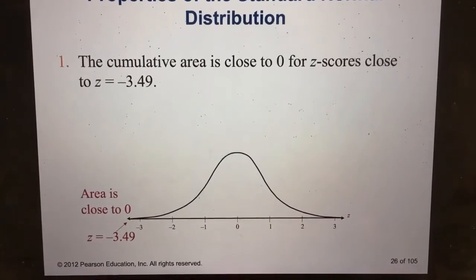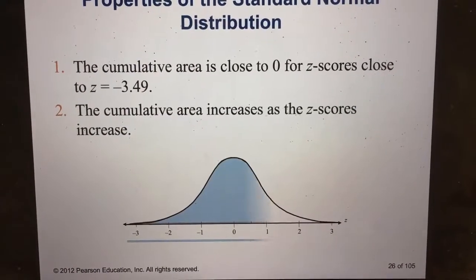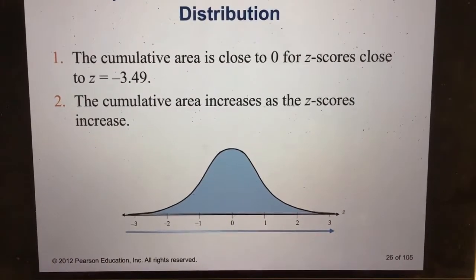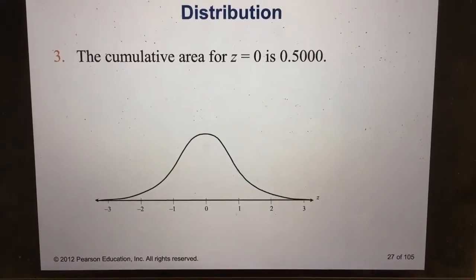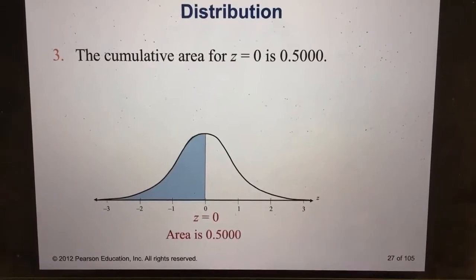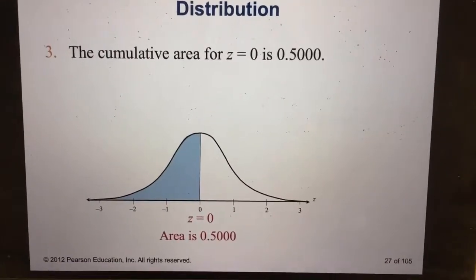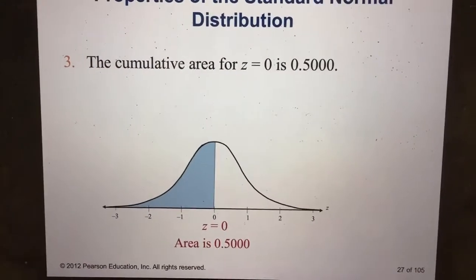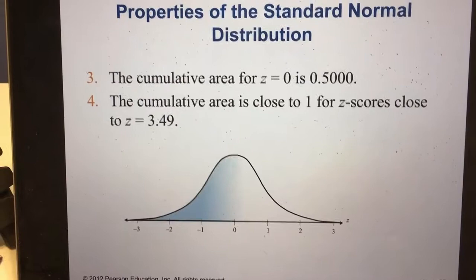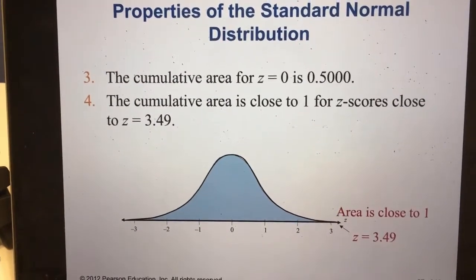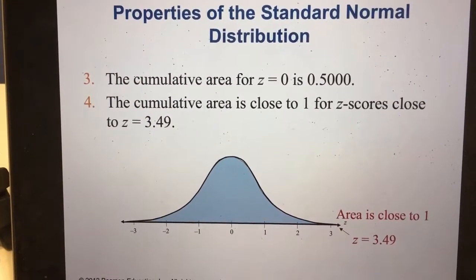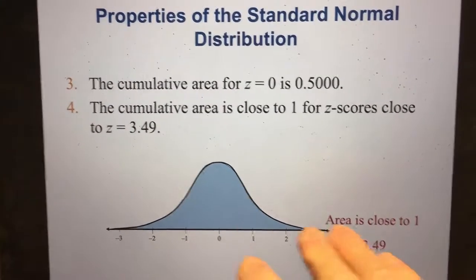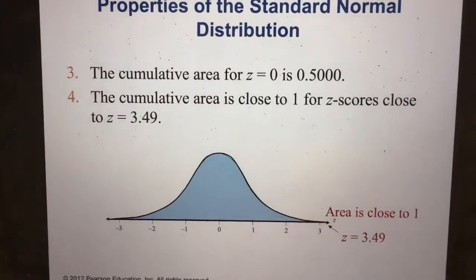The cumulative area increases as the z-scores increase. You see how cool that was? The cumulative area increases as the z-score increases. The area under the whole curve is 1, and the area under half the curve is 0.5. The cumulative area is close to 1 for z-scores close to 3.49. So basically, if you're all the way over here at 3.49, you're going to assume that this area here is 1.